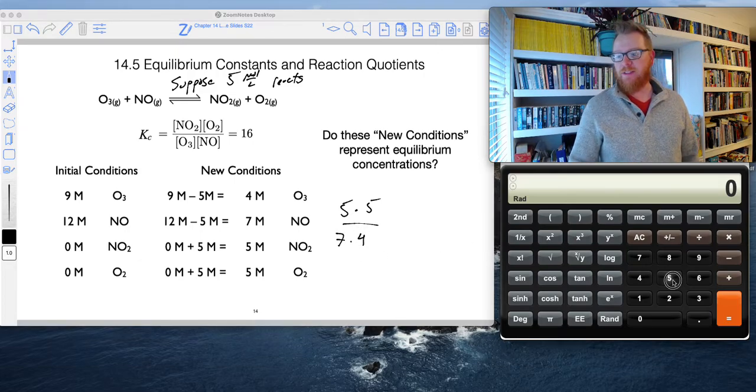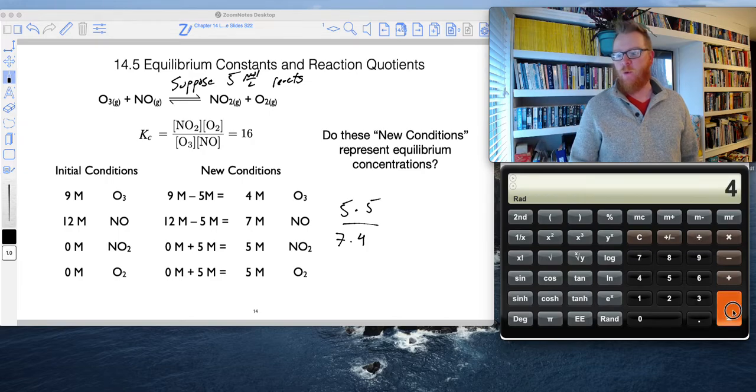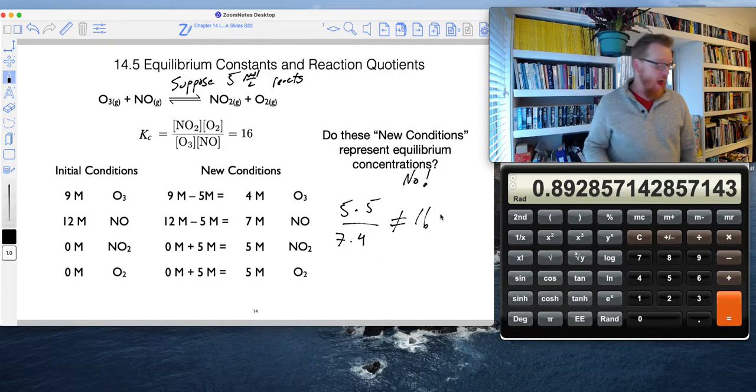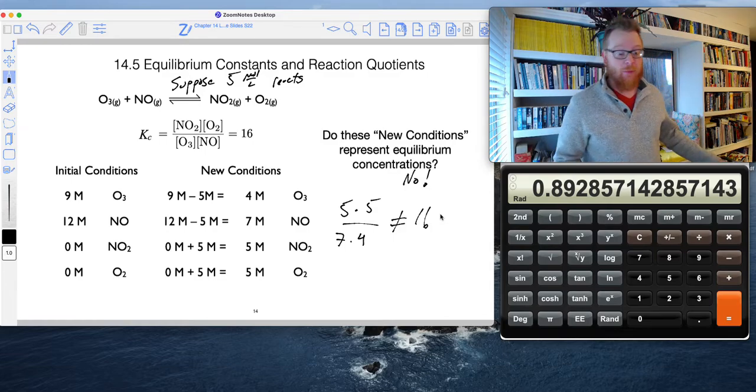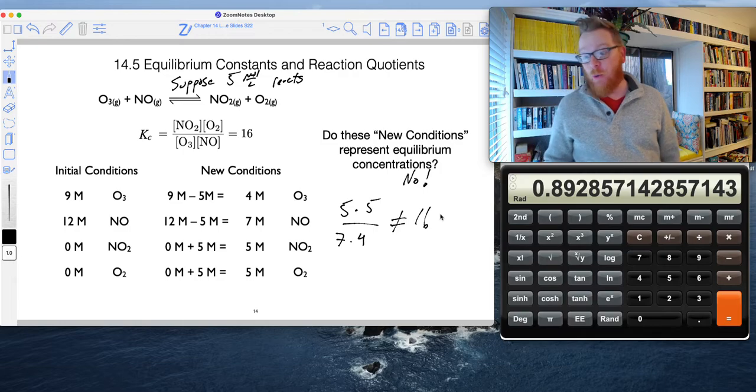And hopefully you can see right away that's not going to equal 16. So 5 times 5 divided by 7 divided by 4. Yes, you can see this does not equal 16, so no. These cannot represent equilibrium concentrations. So how do we do it?